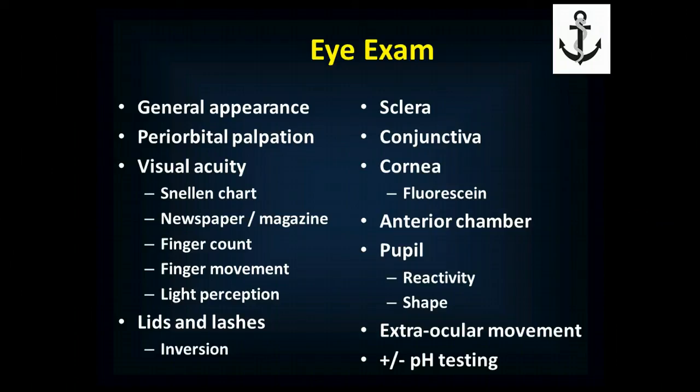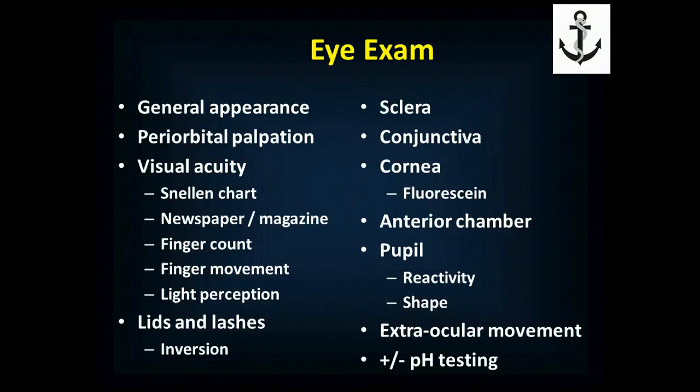If they can't read a newspaper or magazine, or they can't see anything with the charts, then do finger count. Stand back 3, 4, 6 feet, hold up your fingers, have them cover one eye and count your fingers, and then cover the other eye and at the same distance count your fingers. See if they're symmetric. If they can't count fingers, can they see them moving? If they can't see them moving, do they have any light perception at all?